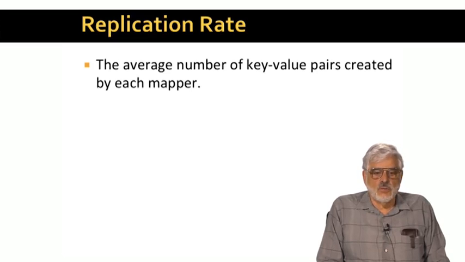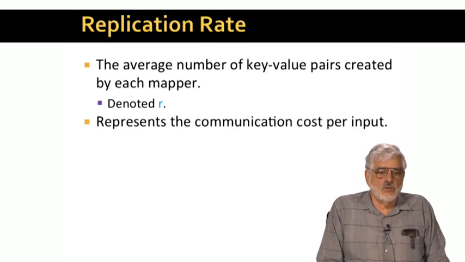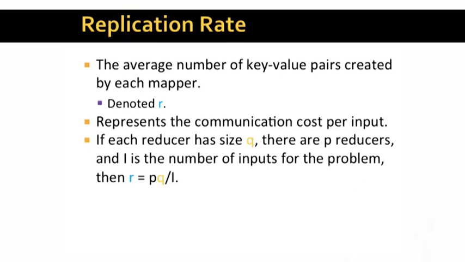For many problems, this fan-out will be the same for all inputs. We'll use R throughout the discussion to stand for the replication rate, and it helps to think of the replication rate as the communication cost per input. The relationship between reducer size and replication rate depends on the number of reducers we need and the input size. If there are p reducers, each receiving q inputs, and the number of inputs is capital I, then the replication rate will be pq divided by I.